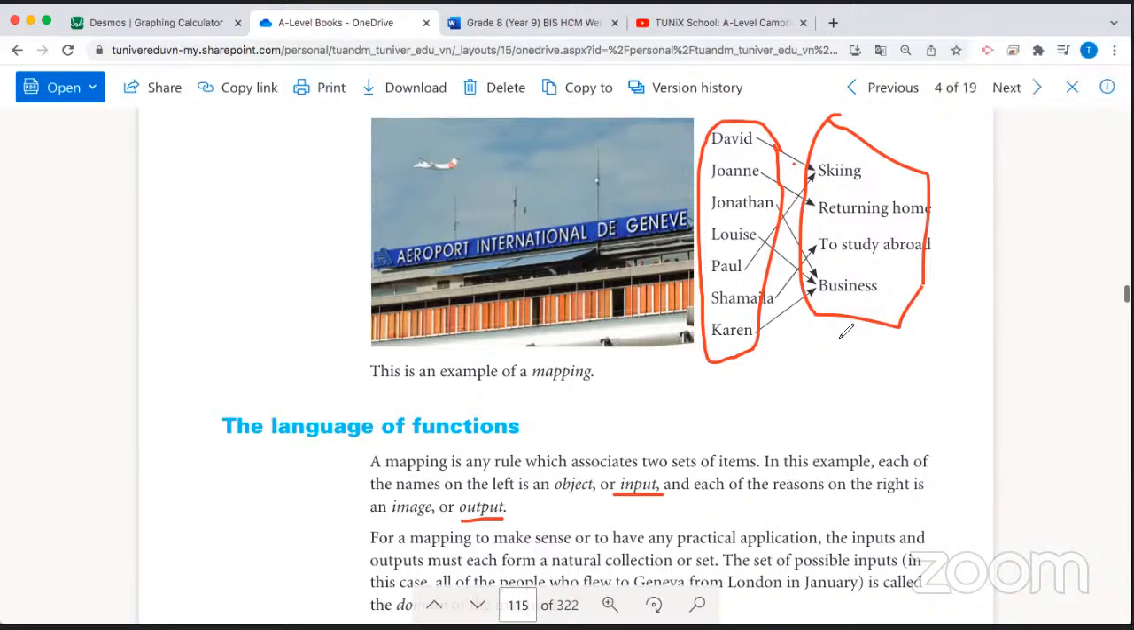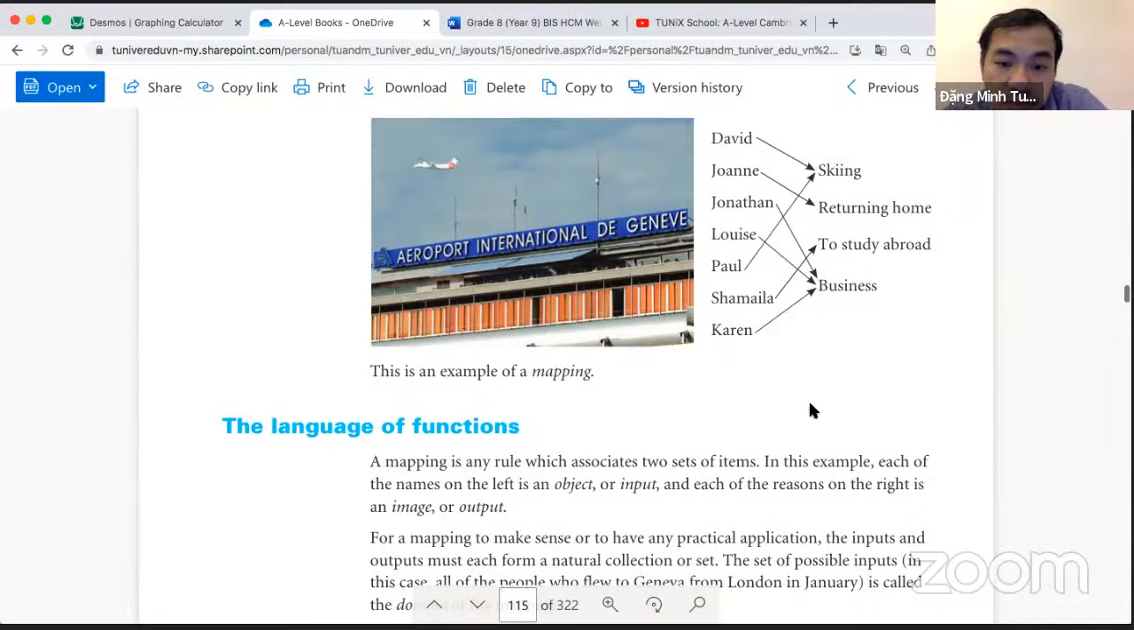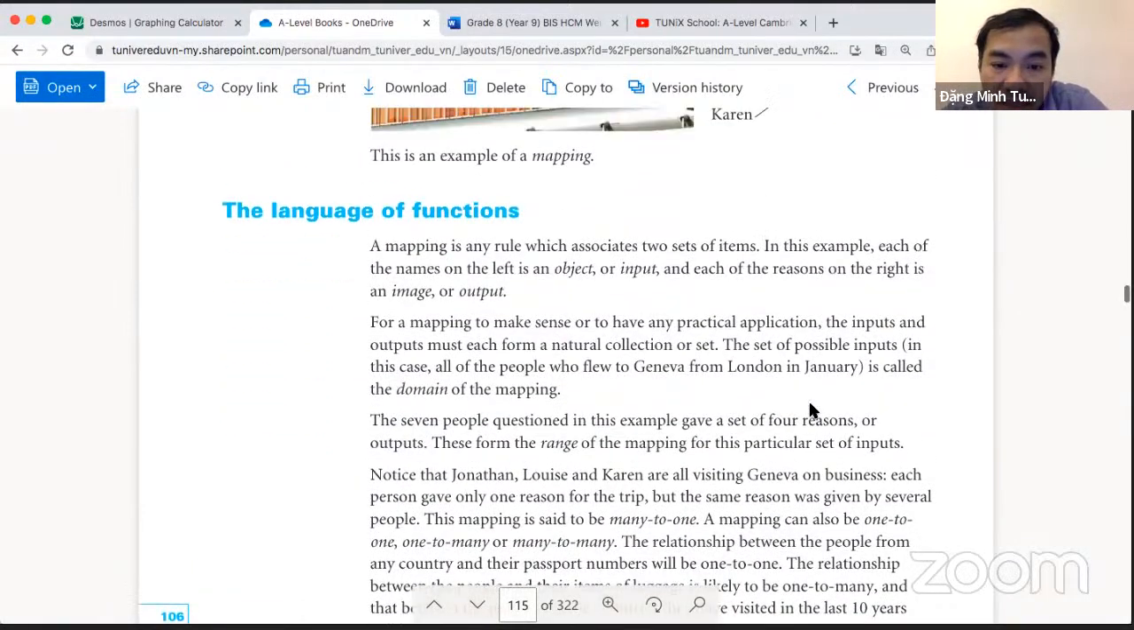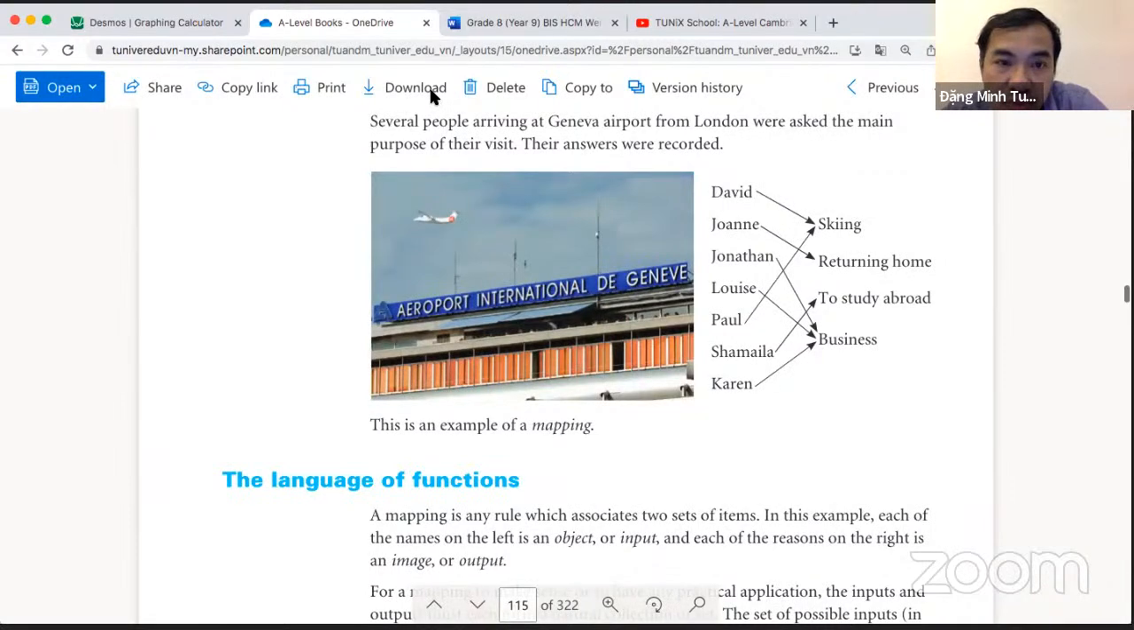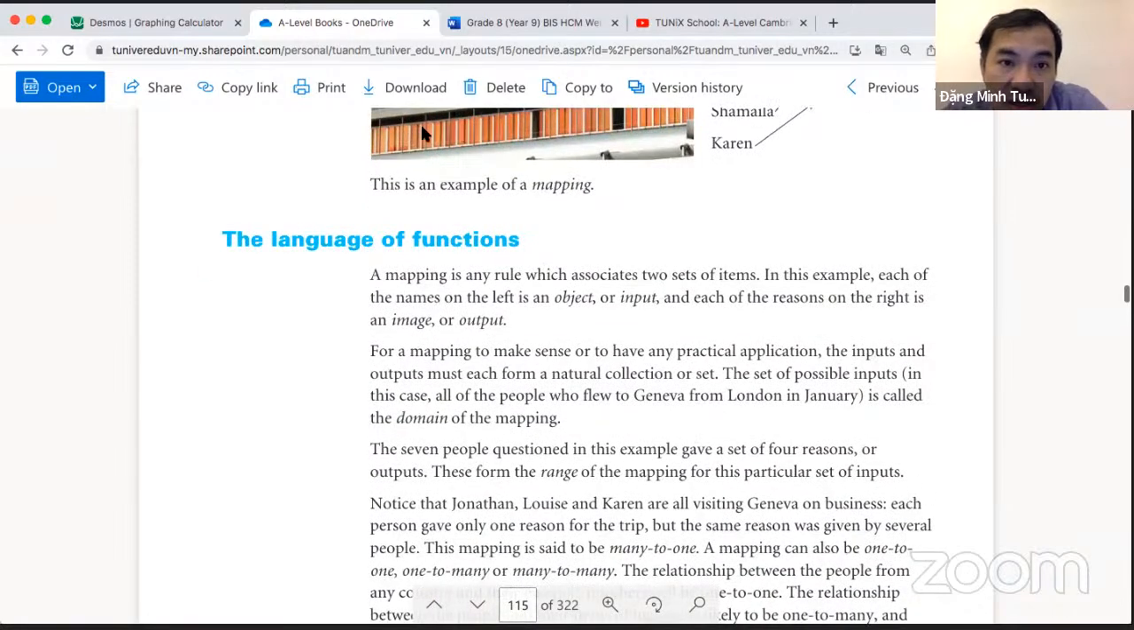So now, with the definition, we will understand what a function is and how to define it. It's not for every mapping that you can define a function. So now we will study the language of function. The set of the inputs is called the domain, and the set of values of the function at the output is called the range.